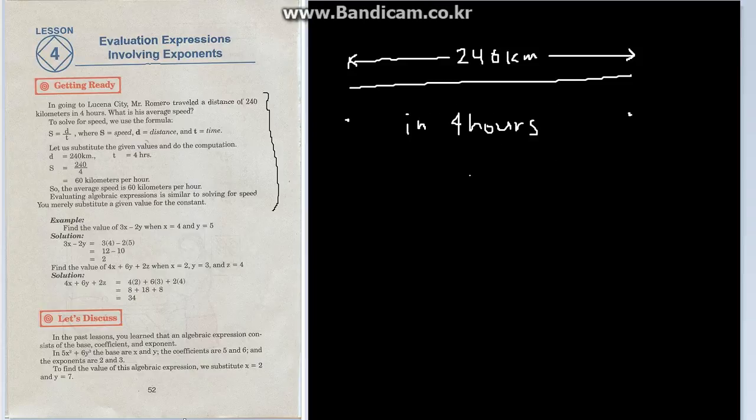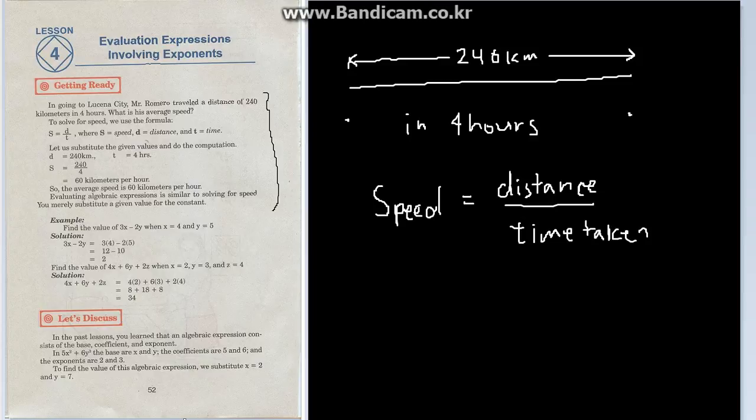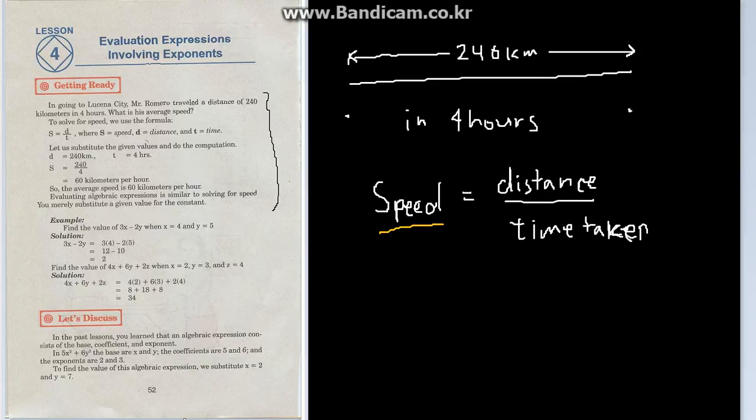How can we find the speed? Well, we have the formula. The speed is distance divided by time taken. Okay, time taken for the travel. So, to find the speed, we need to know the distance and the time taken, right? But we already know the values for that. So what we need to do is just plug in the numbers.